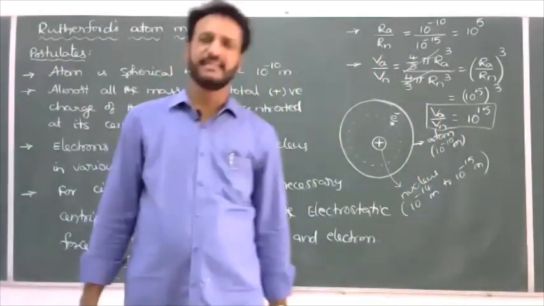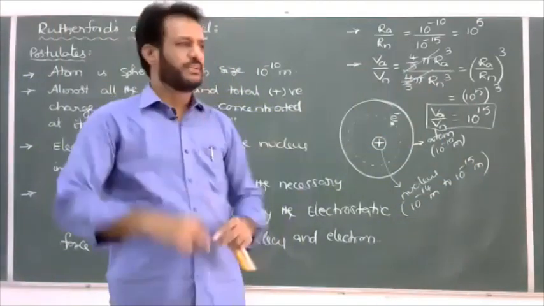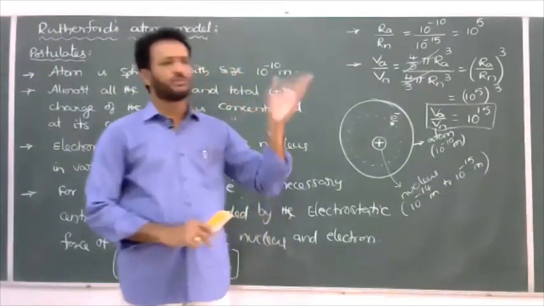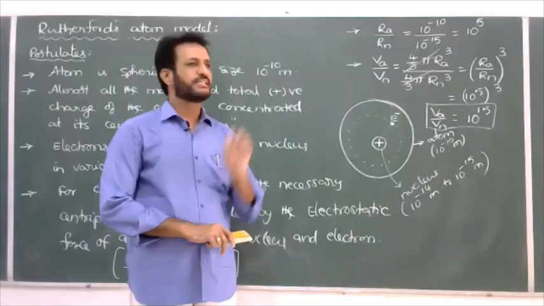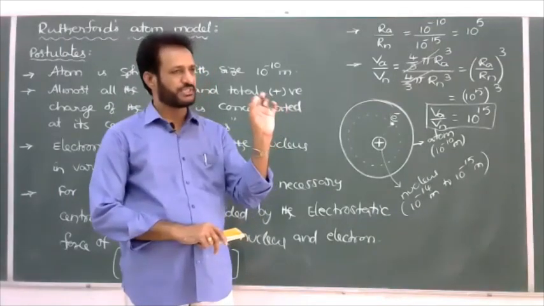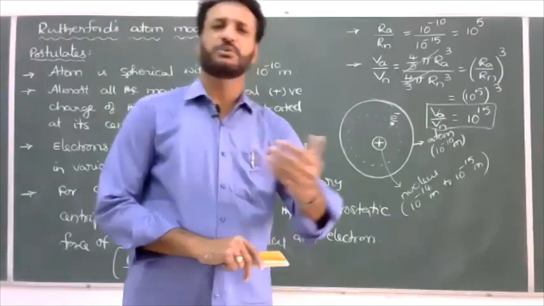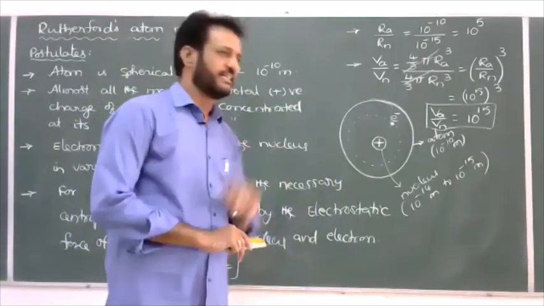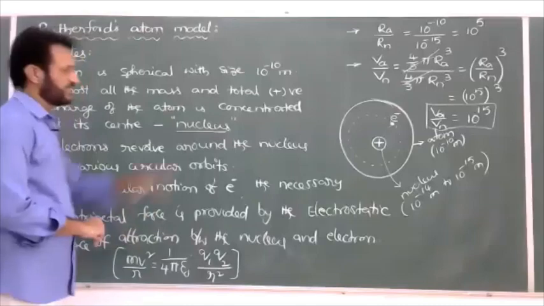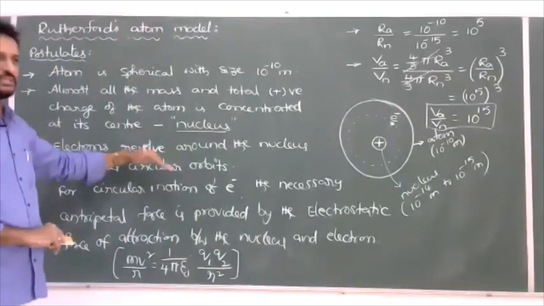So that's why we are saying that in the entire atom, almost all of the atom is empty. Only the central part has a very small portion, where the total mass and total positive charge, almost all the mass of the atom, is located. That is called the nucleus, the positive charge. So these are the important postulates of Rutherford's model.